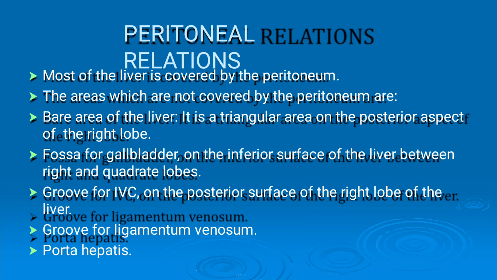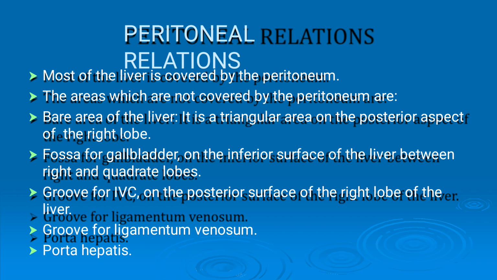Okay, now let's start with peritoneal relations. Most of the liver is covered by the peritoneum. The areas not covered by the peritoneum are the bare area of the liver, a triangular area on the posterior aspect of the right lobe; the fossa for the gallbladder on the inferior surface of the liver between the right and quadrate lobes; and the groove for the inferior vena cava on the posterior surface of the right lobe.